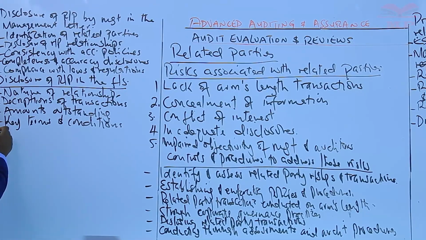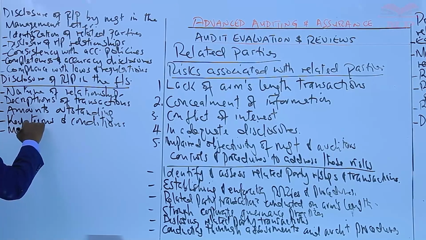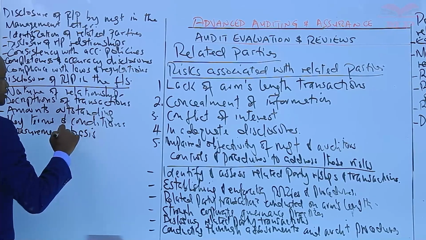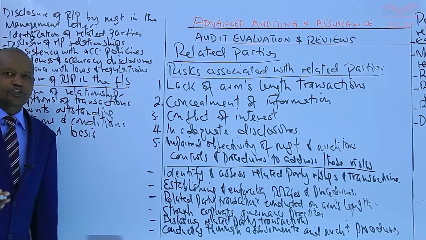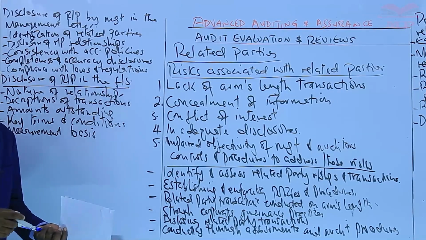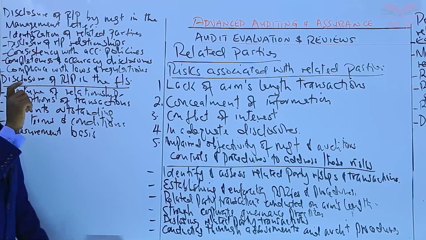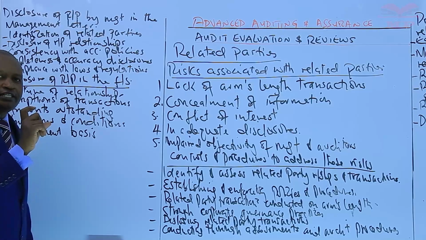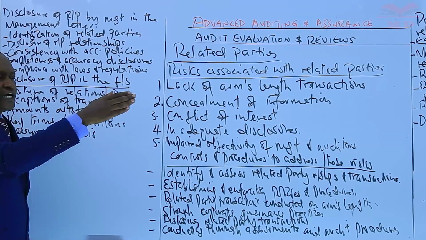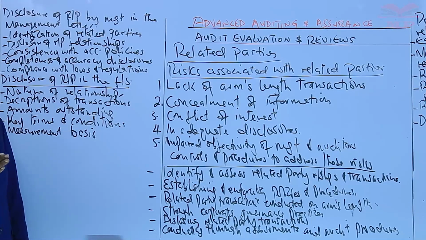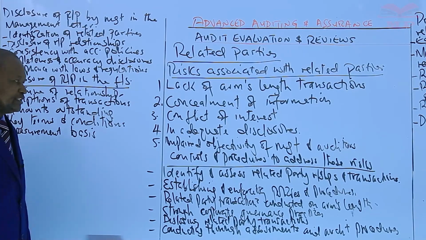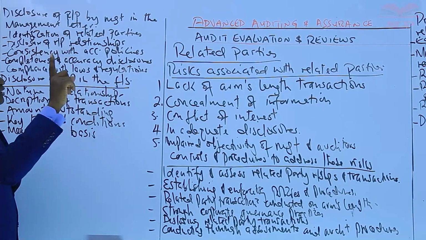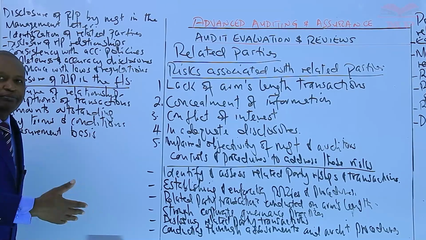Number 5, measurement basis. The financial statements should disclose the measurement basis used for transactions with related parties, such as whether they are measured at fair value or at amounts equivalent to those in arm's length transactions. What is the measurement basis? That is part of the information that is required when disclosing relationship with the related parties in the financial statement. The measurement basis.